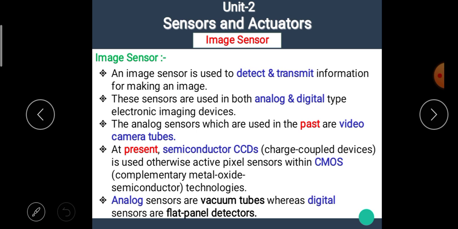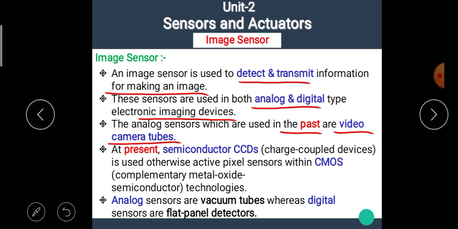An image sensor is used to detect and transmit information for making an image. These sensors are used in both analog and digital type electronic imaging devices. The analog sensors which were used in the past are video camera tubes. At present, semiconductor CCDs, that means charge coupled devices, are used. Otherwise, active pixel sensors within CMOS. CMOS means complementary metal oxide semiconductor technologies are used.